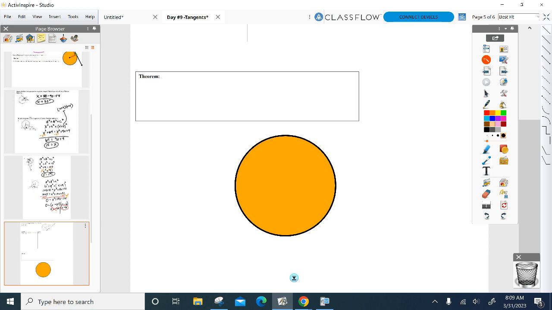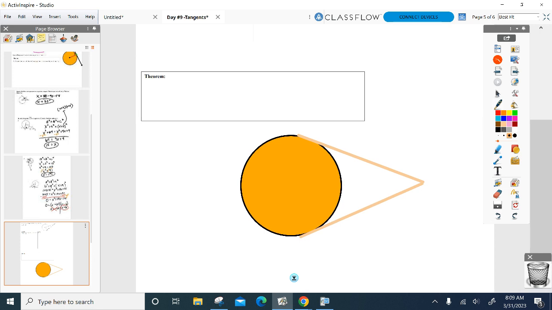And what I want you to do here, you don't need to make a full tangent, but just coming from a point outside the circle, draw me two tangents that meet at the same point outside the circle. Kind of like that. And let's label them here. Let's go A, P, B.